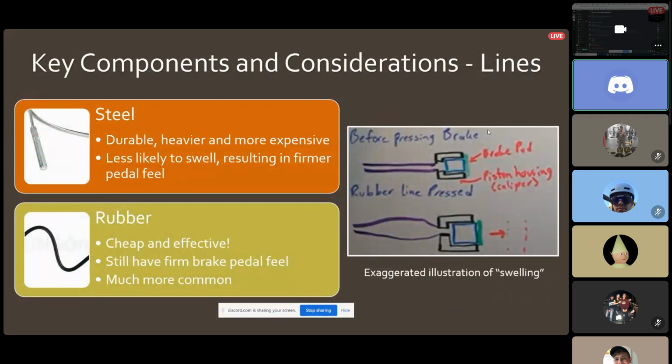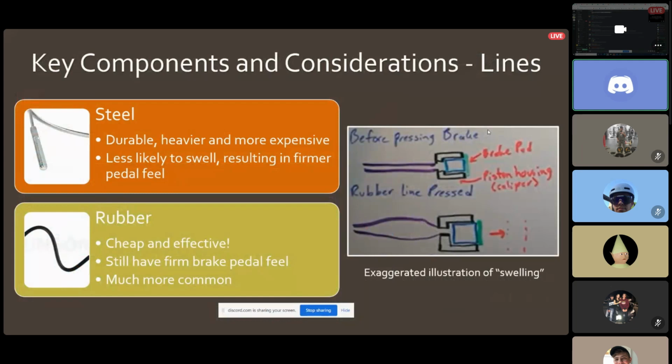A firmer brake pedal feel can also be attributed to steel brake lines, and this is due to another important factor that can be referred to as swelling in the brake line. So steel brake lines can withstand the pressure associated in the brake system a little bit better than rubber, and therefore they don't swell. Going back to rubber, though, it's still possible to achieve a firm pedal feel, and they're much more commonly used, just being cheap and effective.